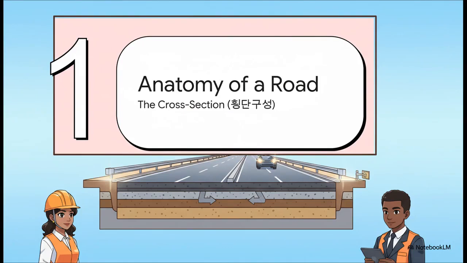Okay, so to get how a road really works, we need to start by looking at a cross-section of it. Imagine we just sliced right through the pavement. Engineers in Korea call this the Hwangdong Gusong. So let's build out this slice, starting with the most basic, fundamental piece of the puzzle.